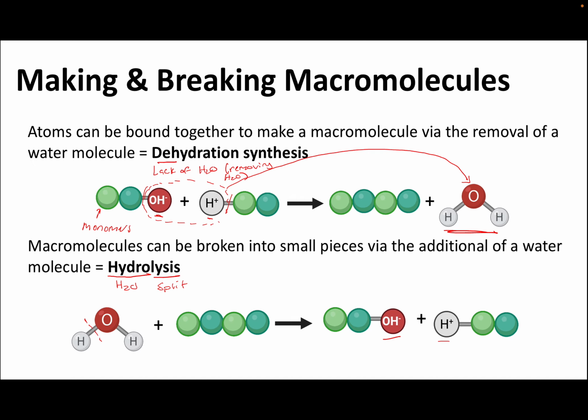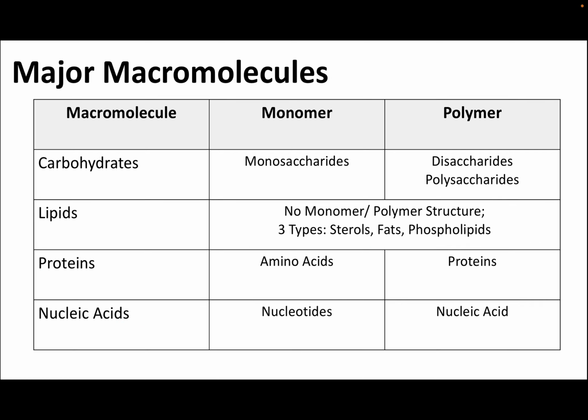So we can build macromolecules and we can break them down into smaller subunits by either adding water or taking water away from the molecule. This right here is going to be a pretty good roadmap for the upcoming videos. There are basically 4 major macromolecules present in living organisms that we're going to cover. For each of these macromolecules, we're going to talk about the structure and the function of that group.